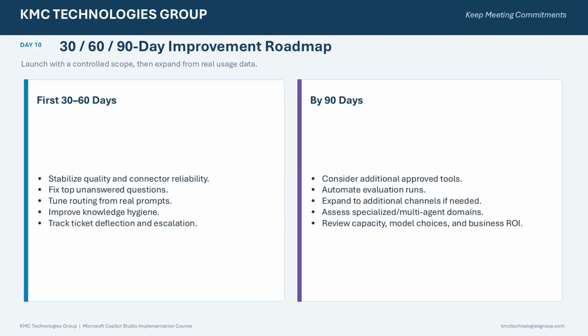By 90 days, the organization should have enough operational evidence to consider expansion. You may introduce additional approved tools. Automate more of the evaluation process. Expand to additional channels if users need them. Assess whether specialized or multi-agent domains are now justified. Review capacity and model choices. And evaluate business impact. The roadmap should expand from proven usage patterns, not simply from available platform features.